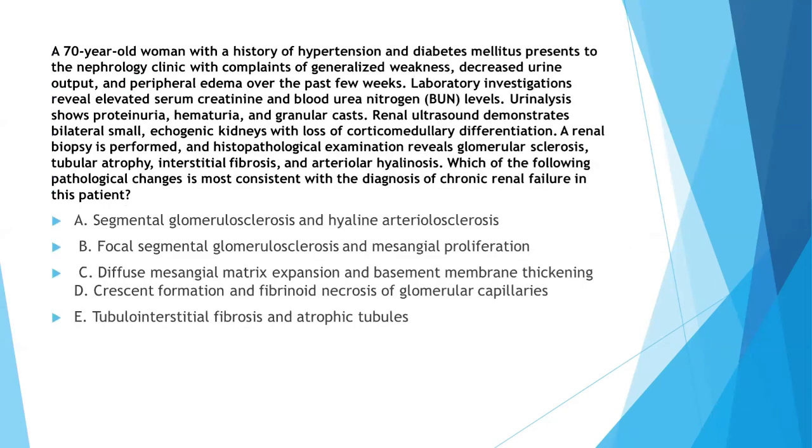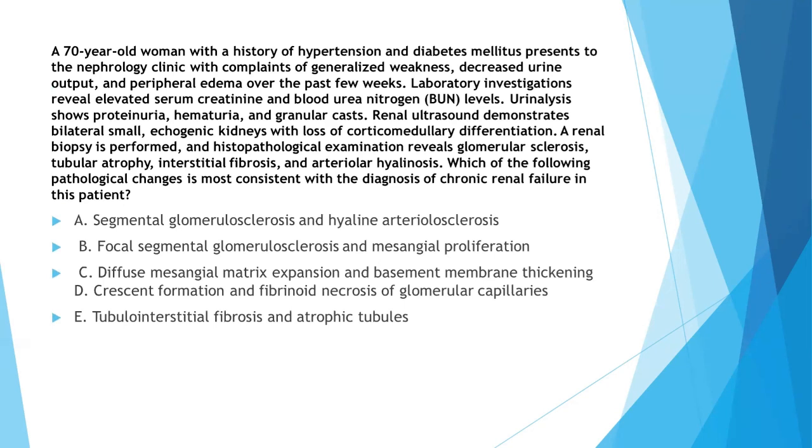A 70-year-old woman with a history of hypertension and diabetes mellitus presents to the nephrology clinic with complaints of generalized weakness, decreased urine output, and peripheral edema over the past few weeks. Lab investigation reveals elevated serum creatinine and blood urea nitrogen levels. Urine analysis shows proteinuria, hematuria, and granular casts. Renal ultrasound demonstrates bilateral small echogenic kidneys with loss of corticomedullary differentiation. A renal biopsy is performed, and histopathological examination reveals glomerular sclerosis, tubular atrophy, interstitial fibrosis, and arteriolar hyalinosis. Which of the following pathological changes is most consistent with a diagnosis of chronic renal failure in this patient?